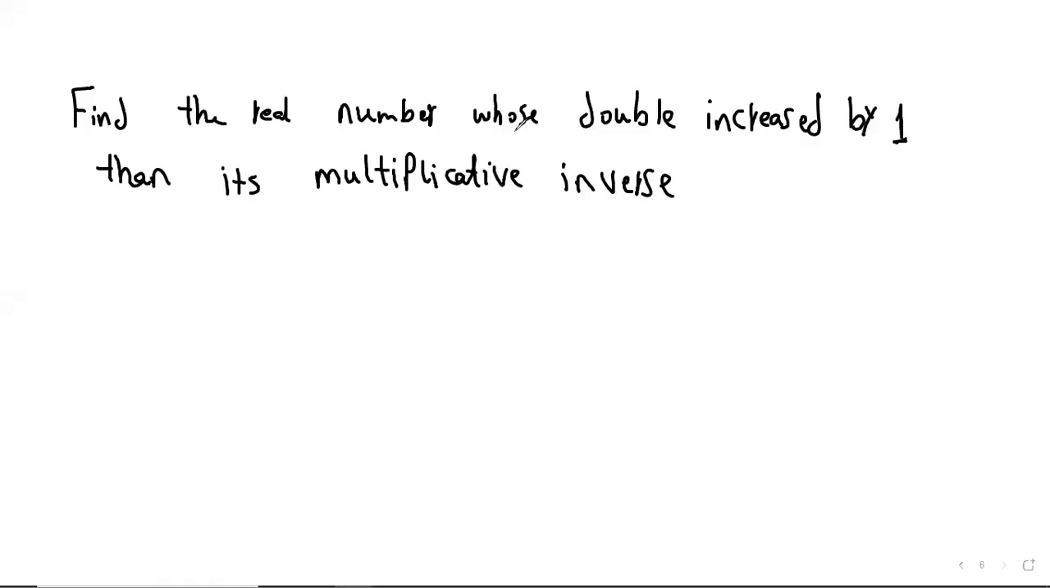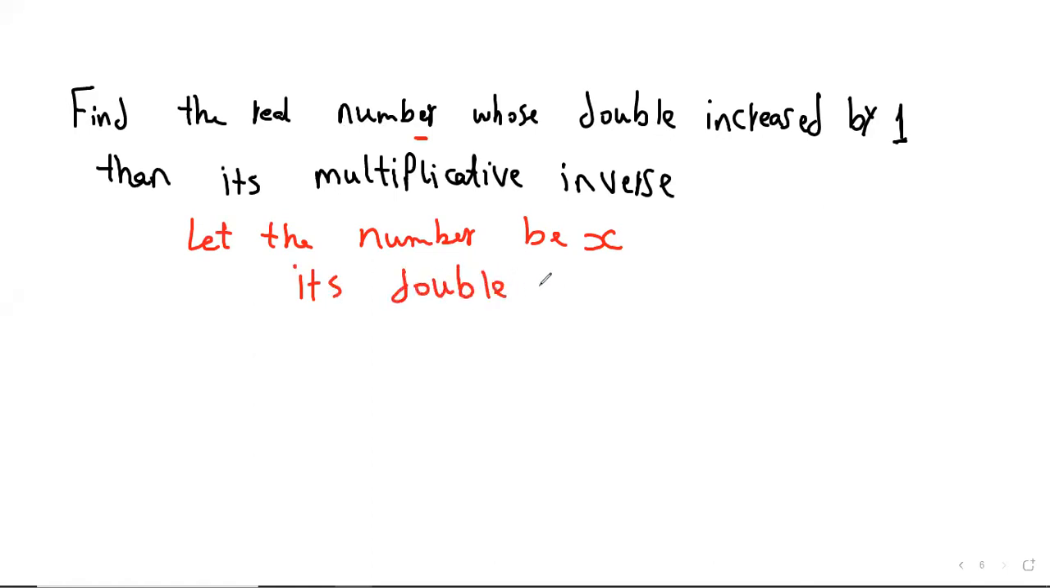Find the real number whose double increased by 1, then its multiplicative inverse. So find the real number. I don't know the number, so let the number be x. Do you know what is the double of this number? Its double is 2x. The number is x, its double is 2x.